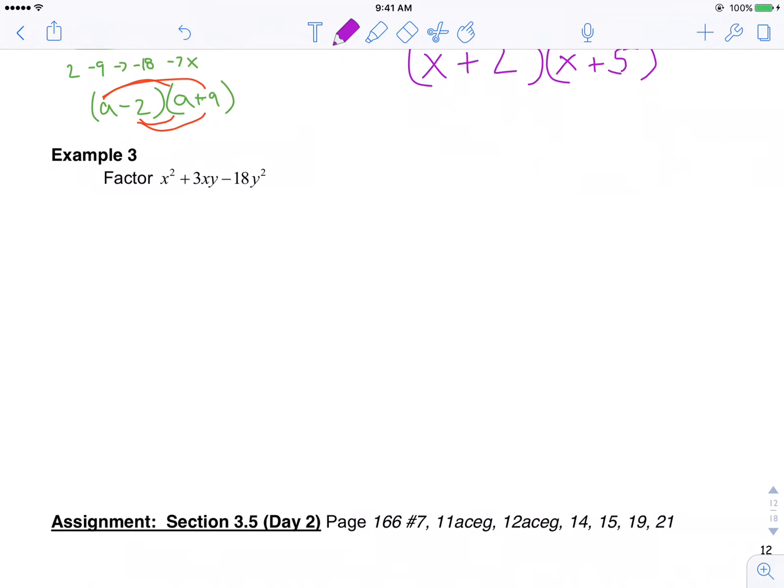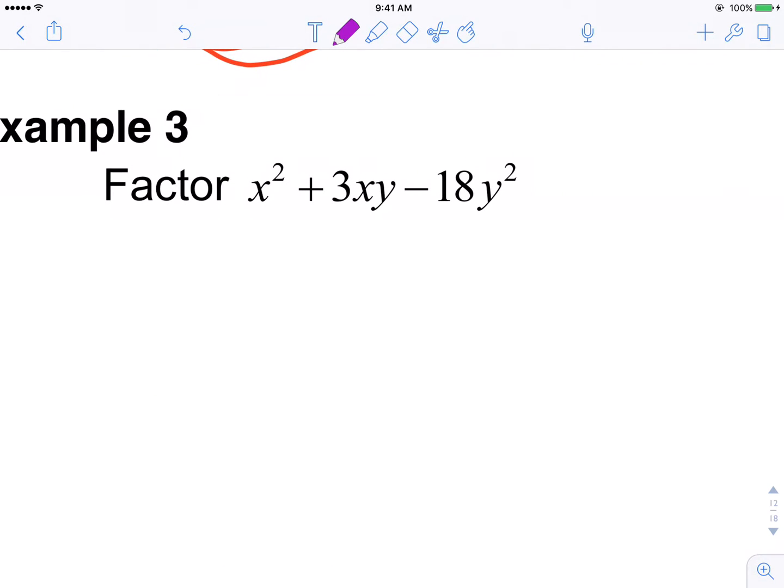Example 3 brings us to an end for this section, 3.5 part 2, or day 2. Factor x squared plus 3x minus 18y squared. Now, the double variable thing tends to throw students for a little bit of a loop. x squared at the front, y squared at the end, xy in the middle.